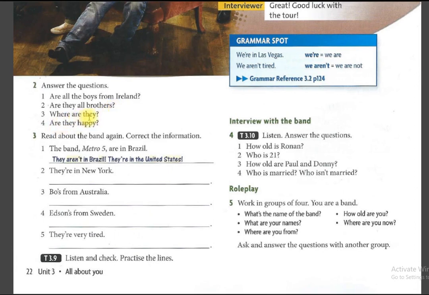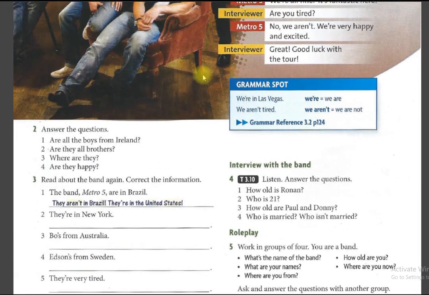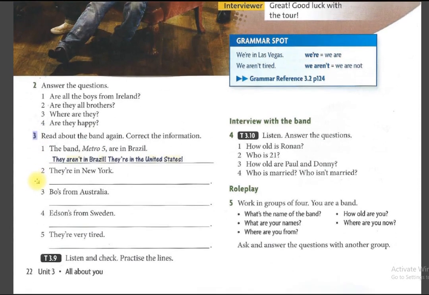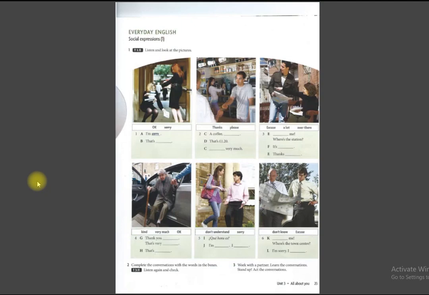Where are they now, according to the text? Where were they going? They were on a tour in the United States. Right, they were all traveling. Where to? The United States. Are they happy? Yes, they said that. We are very happy and excited.